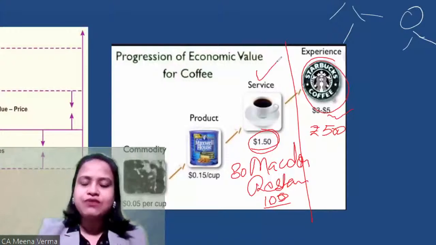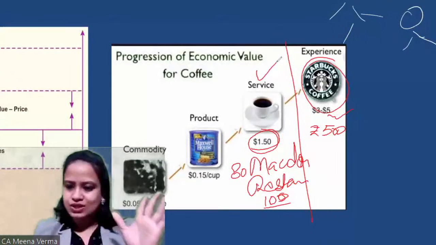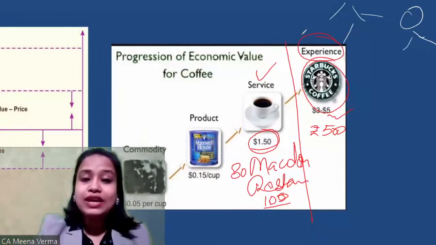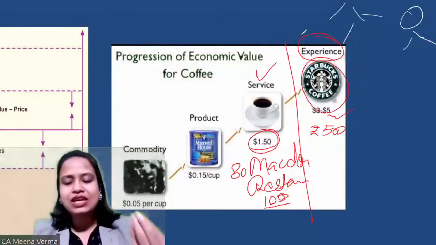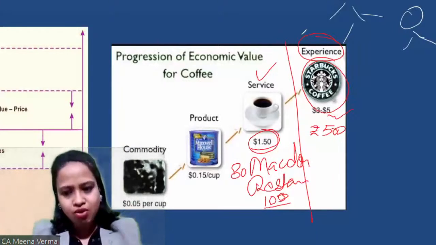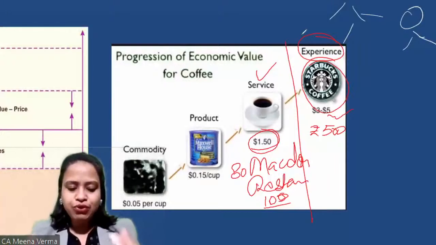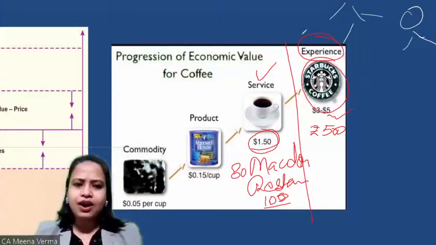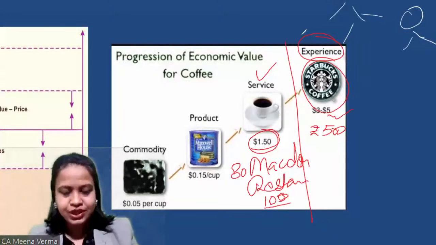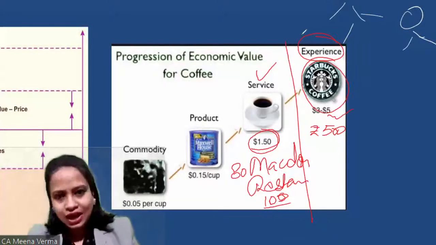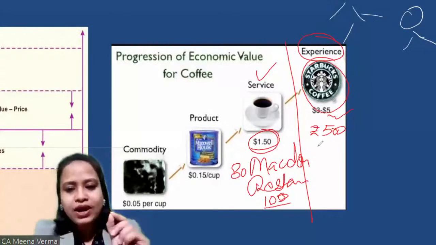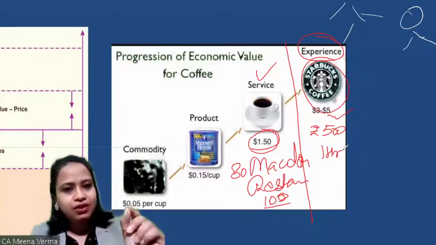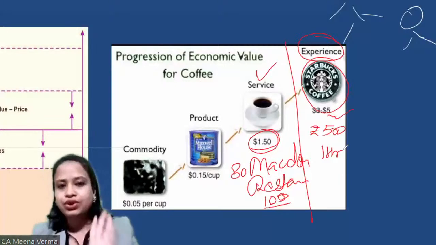Because remember, Starbucks is not just giving you any kind of product or service. Starbucks is giving you experience. Experience means they are making your time unforgettable, memorable. If you go to Starbucks and spend half an hour or 1 hour there and drink a coffee, that time will be a memorable time for you.